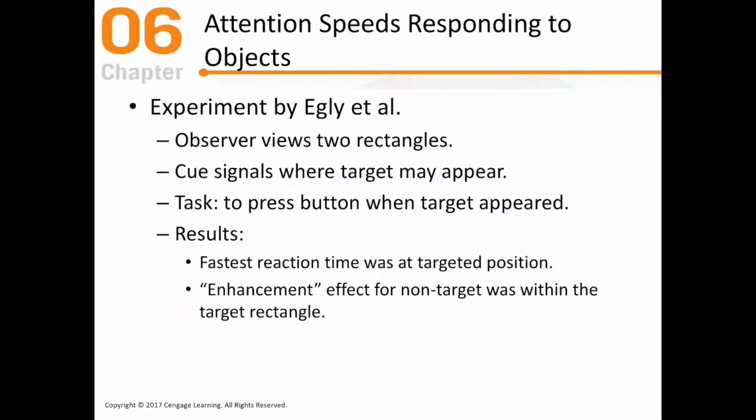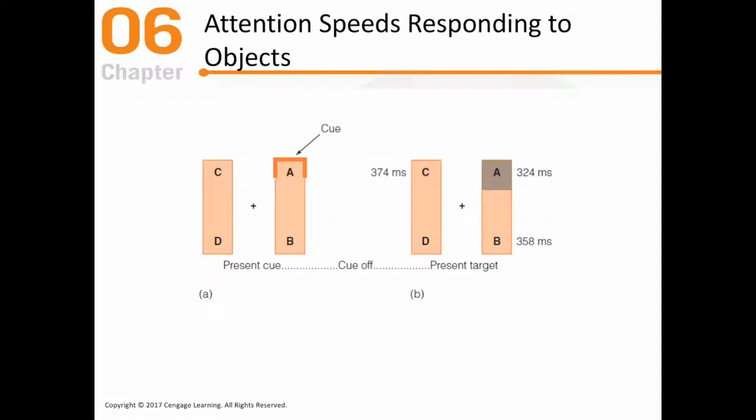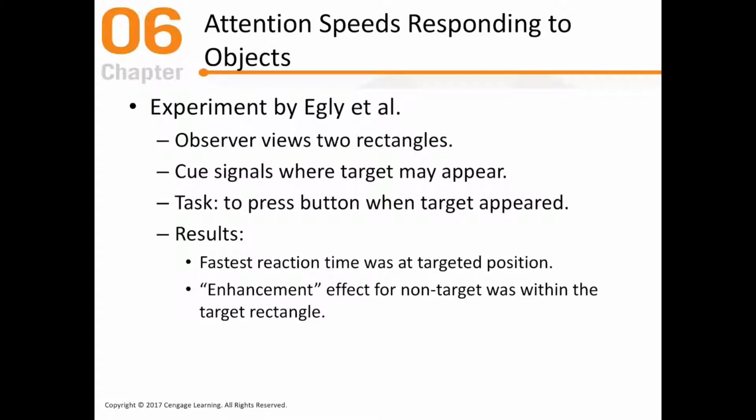So there's this example of an experiment where Eagly showed two rectangles, and then there was a cue. These are the two rectangles here. This would be an example of one trial. And the cue would show, for example, on A, okay? And then the task is to press the button when you see the target.